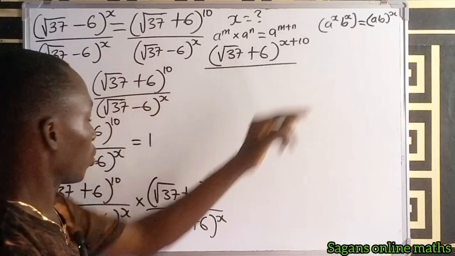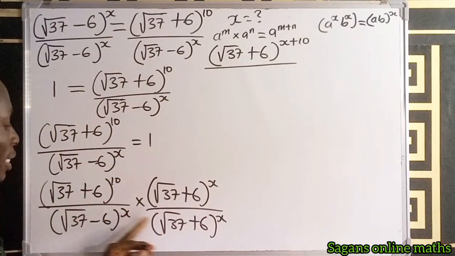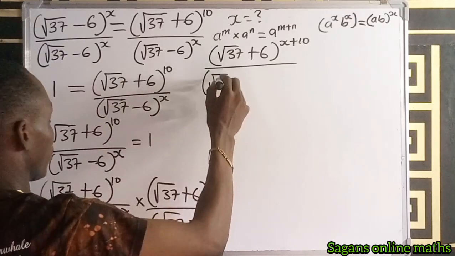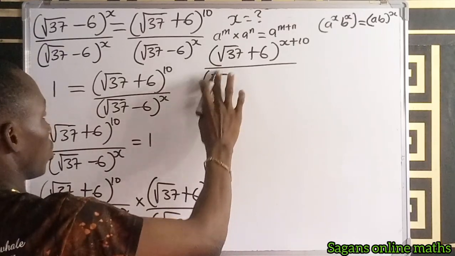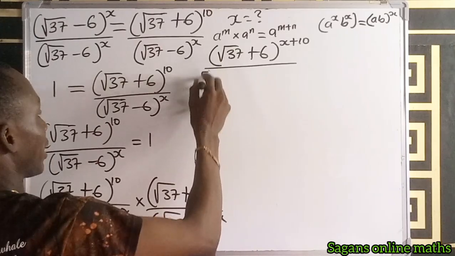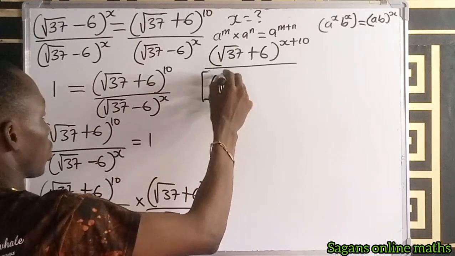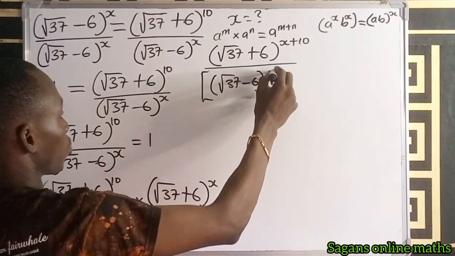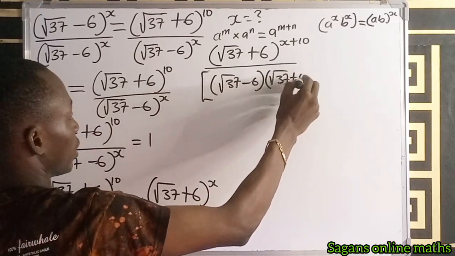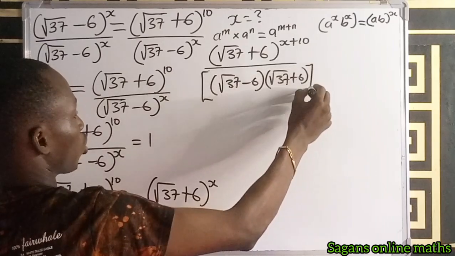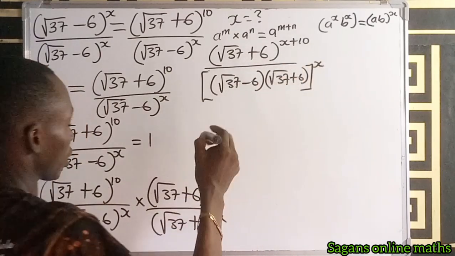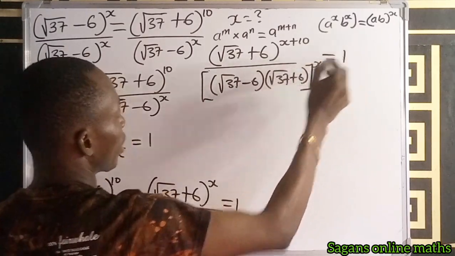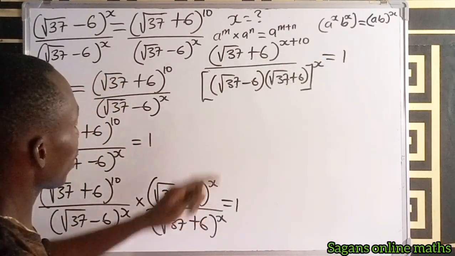Now we are going to obey this law here. Since the power here is x and the power here is x, we can write it as ((√37 − 6) × (√37 + 6))^x. You are not wrong. And all this is equal to 1, meaning all this is equal to 1. Okay. Now let's work with our denominator.